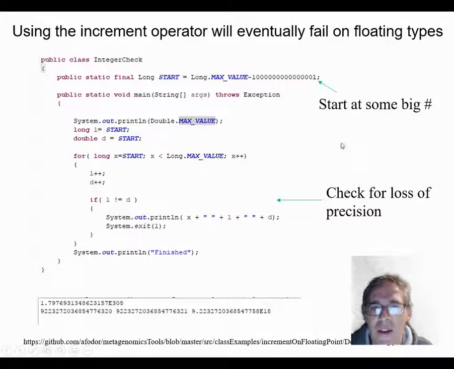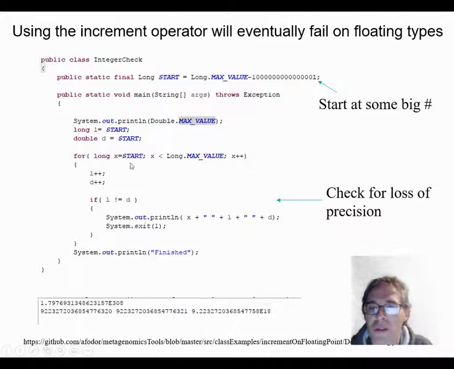Round-off error can cause some really interesting and hard to debug problems in Java code. So let's say that you are starting here in this code with a long type. Remember that long is a 64-bit integer, and we started at just some really big number. Then I have a double here, which I start at the same number.